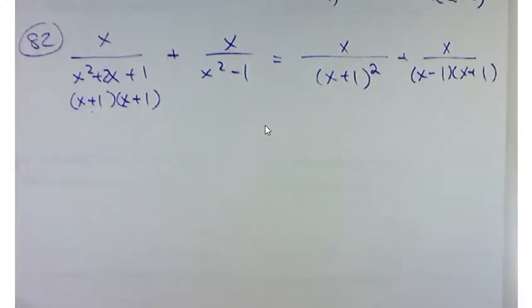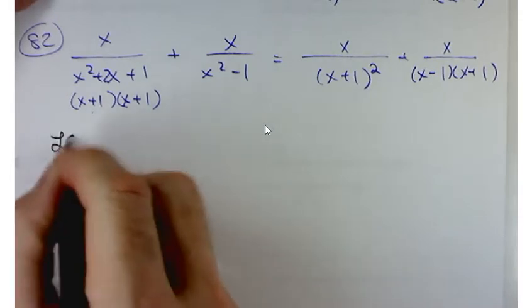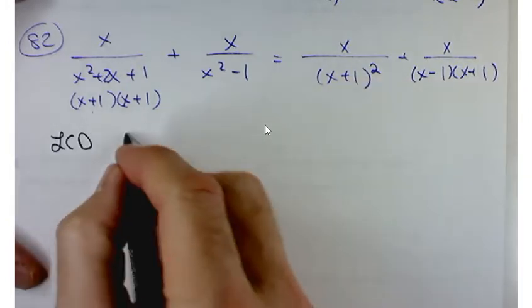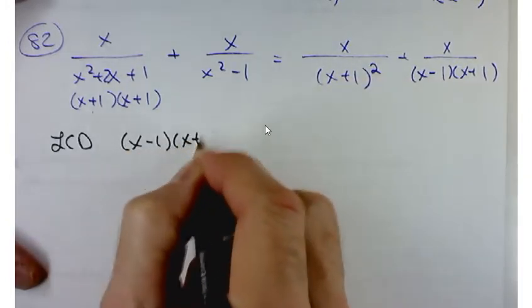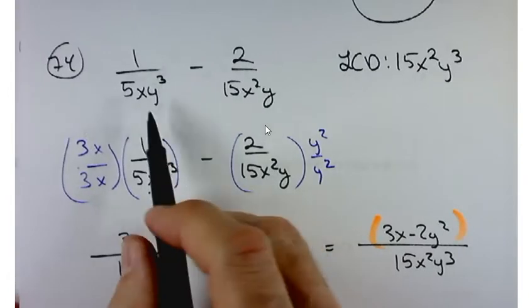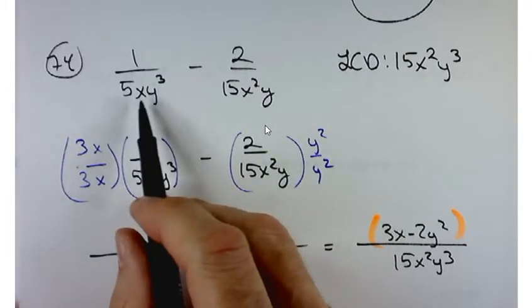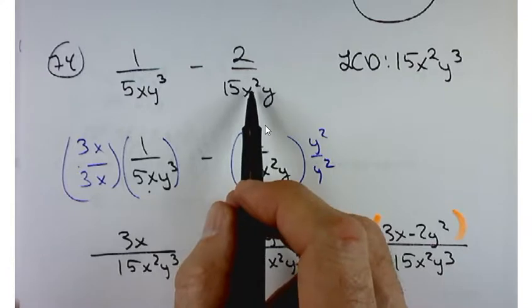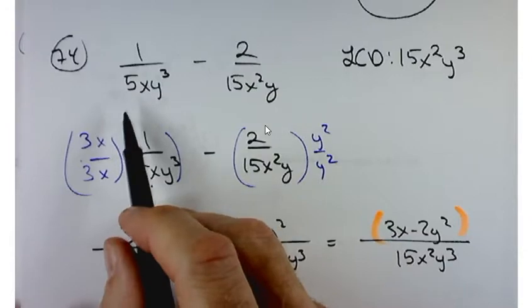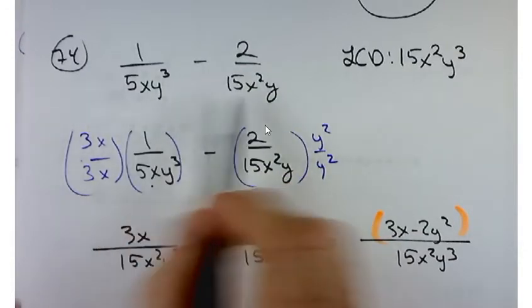So this is a good example because our LCD is going to be a little bit more interesting than some of the previous ones. LCD. First of all, let's list all the different factors. I'm going to have an x minus 1 and an x plus 1. But if you think back to problem 74, when we came up with the LCD, it wasn't just x, it was x squared. It wasn't just y, it was y cubed. In other words, what were we doing? We were picking up the highest power of each of these factors, right?